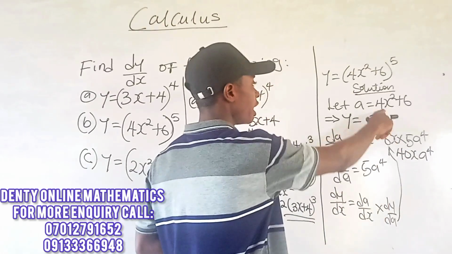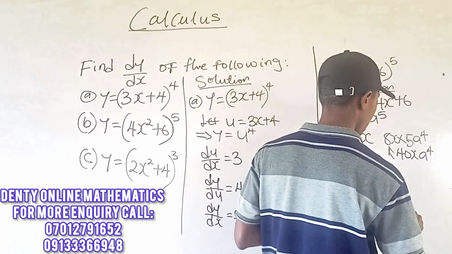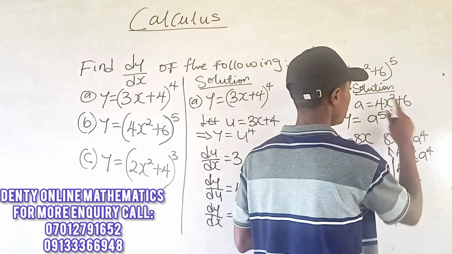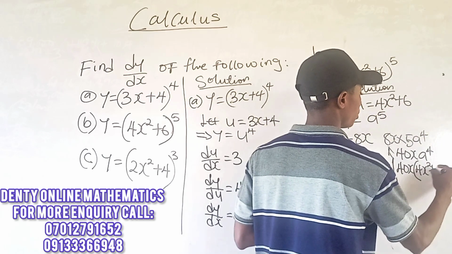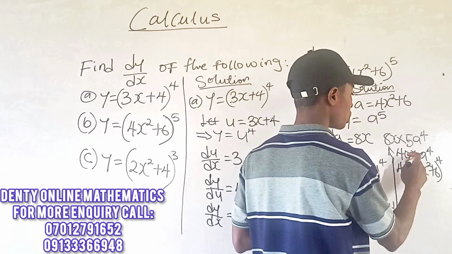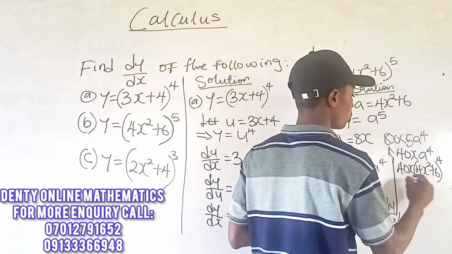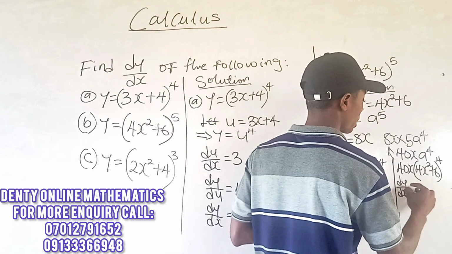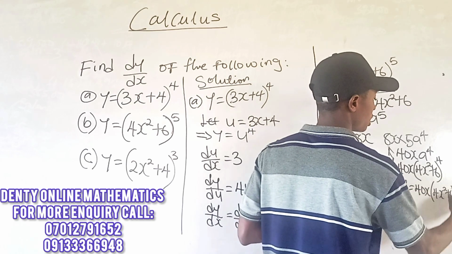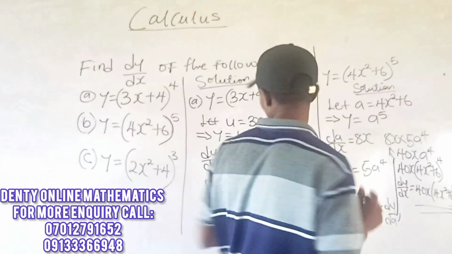But remember, we said our a is equal to 4x² + 6. So we can represent all of this and call it 40x, and in place of a, we replace a with 4x² + 6, all raised to power 4. So we can say our dy/dx is equal to 40x(4x² + 6) all to power 4. And this forms the solution of this second problem we have here.